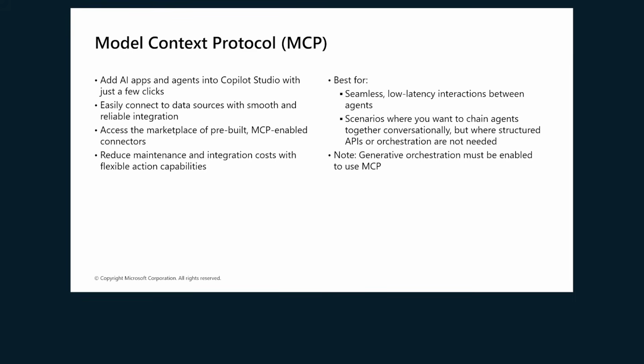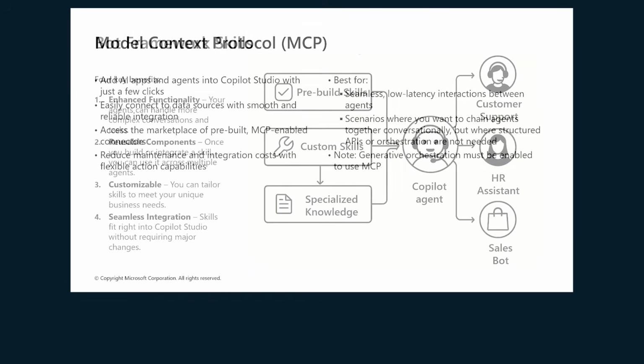Say you're building a training assistant. One model tracks progress, another recommends content, and another answers questions. MCP keeps them all aligned so your agent feels like one smart, seamless system, not a bunch of disconnected parts. In short, MCP helps your agent work smarter, faster, and more reliably, especially when multiple models are involved.